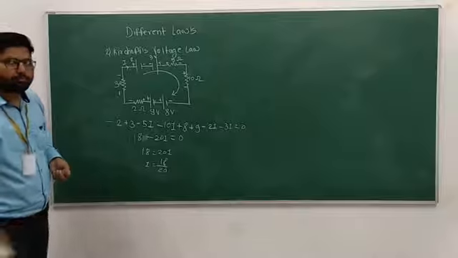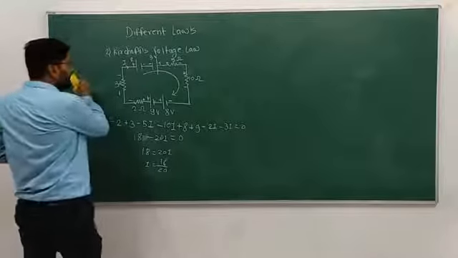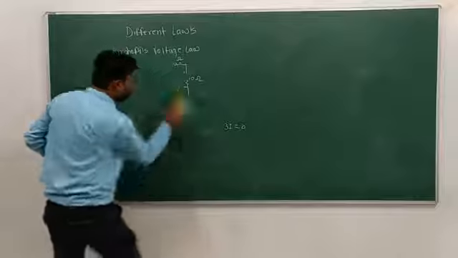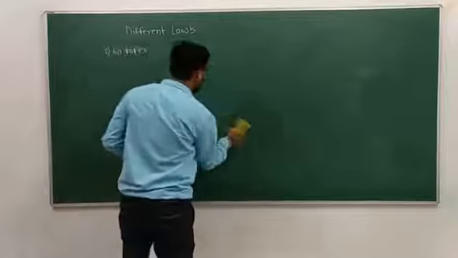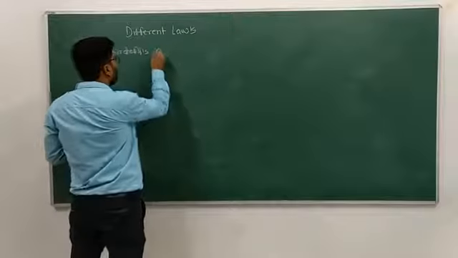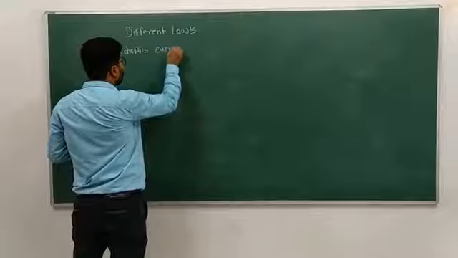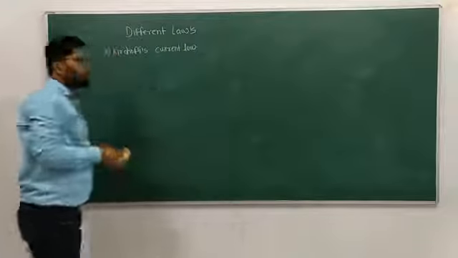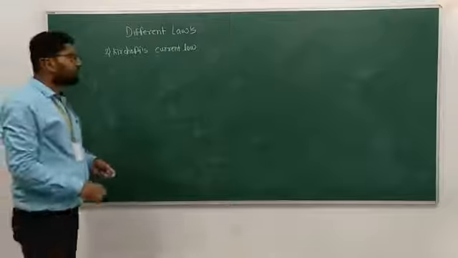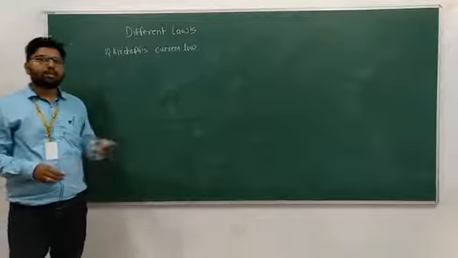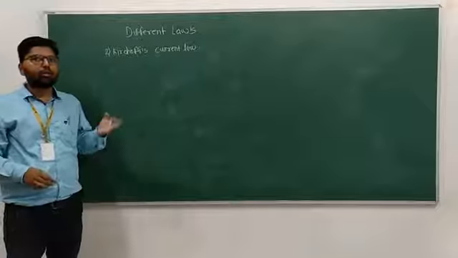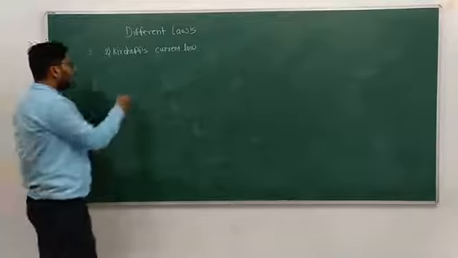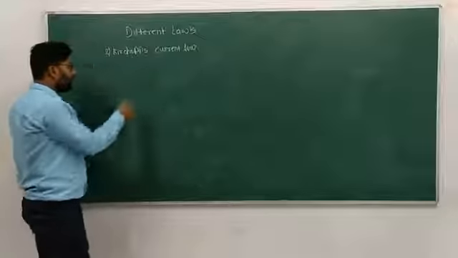Next is Kirchhoff's current law. So what is Kirchhoff's current law? The statement is algebraic sum of incoming current is equal to algebraic sum of outgoing current for any node. So if you find out here, I will draw one diagram in this.